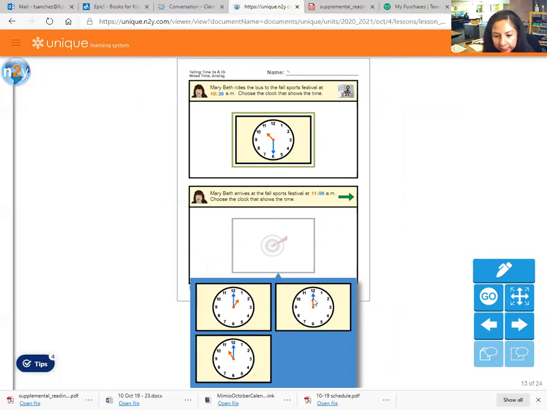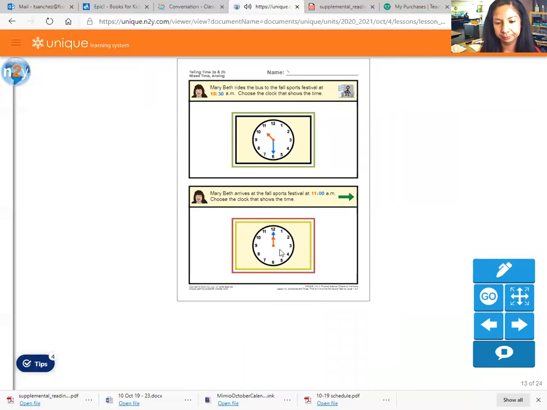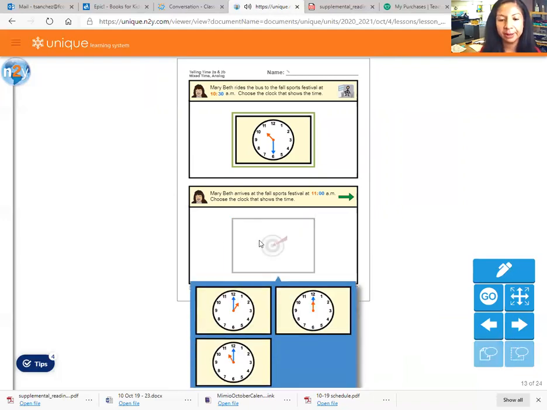How about this one? Both the hour hand and the minute hand are pointing to the 12. What do you think that one is showing? 12 o'clock, 12:00. Is that 11? Let's see. 12 o'clock p.m. No. How about this one? 1 o'clock p.m. No.